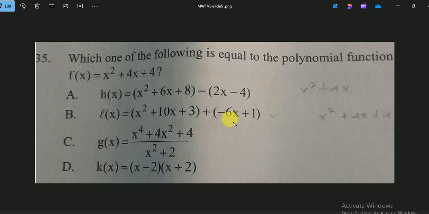Okay, sorry, the answer for this problem is B, because we have x squared plus there is no x squared here, x squared plus 0x squared is x squared, 10x minus 6x is 4x, 3 plus 1 is 4, so the answer is B. The answer is B. Let us move to the next.